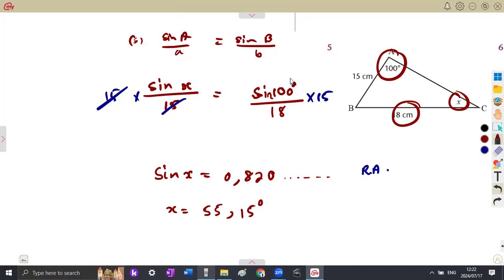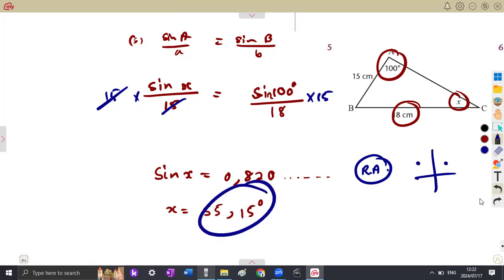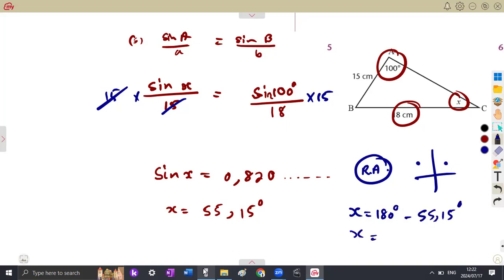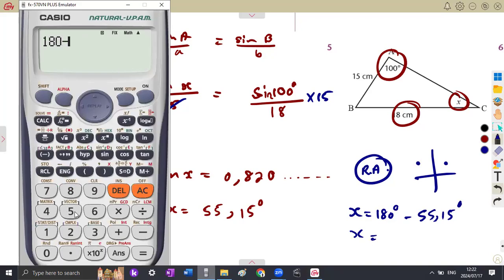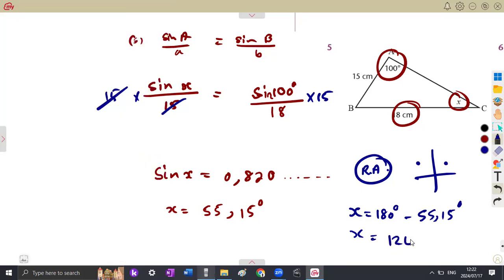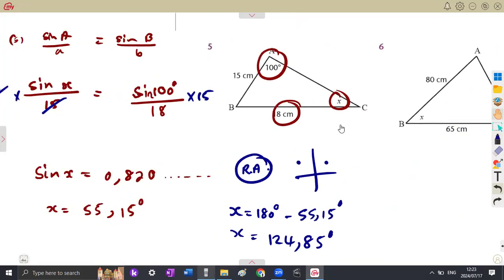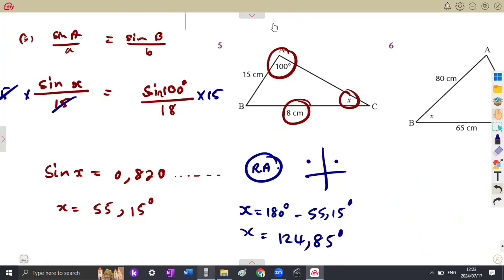All right. And we saw that we have got the condition of the ambiguous state where we need to take this from 180 degrees because the sine is positive in this other quadrant. So it's going to be 180 minus the reference angle, which is 55.15. So we are going to obtain another X as 180 minus 55.15 degrees. That was going to give us 124.85 degrees.